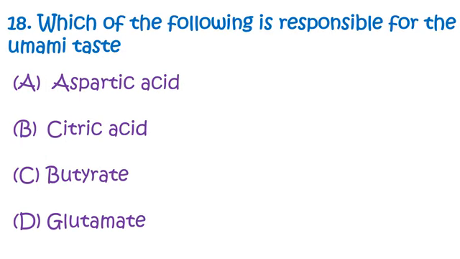Question number 18. Which of the following is responsible for the umami taste? Options are option A aspartic acid, option B citric acid, option C butyrate, option D glutamate. And the correct answer is option D glutamate.